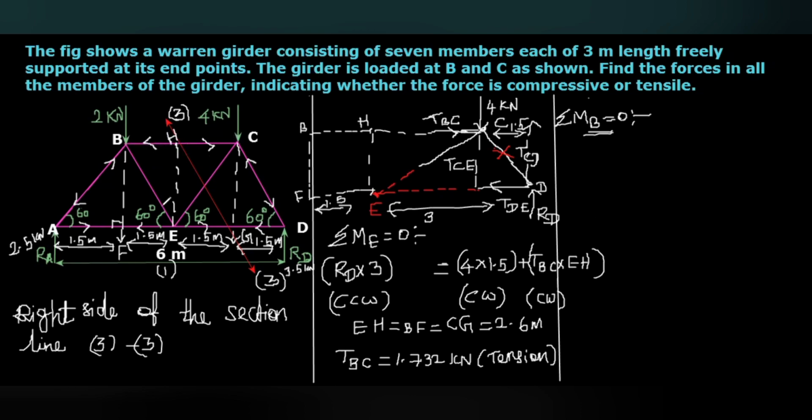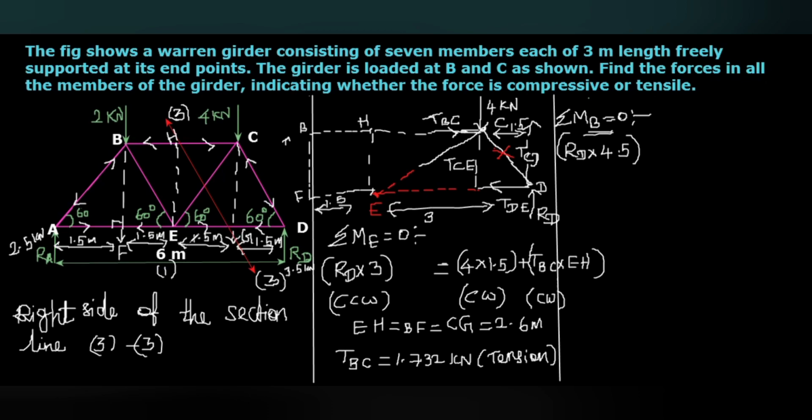From B to C, that will be 3 meters. Actually, the RD will act here, this will be 1.5, and from the point B it is 3. So it will be RD multiplied with 4.5, which acts in counterclockwise direction. We know the value of RD is 3.5 kilonewton. Then this point load, 4 kilonewton, multiplied with 3.